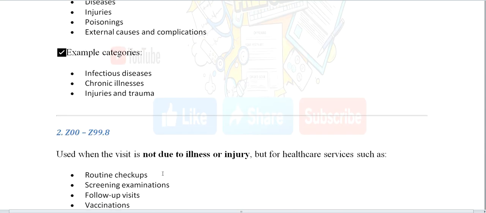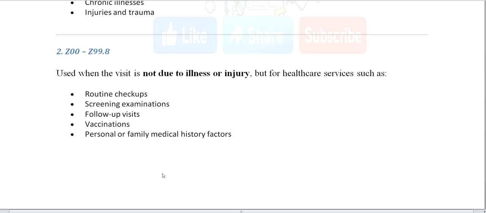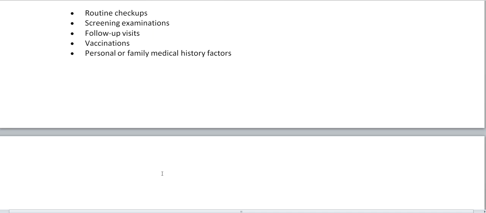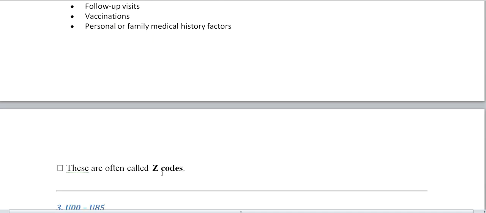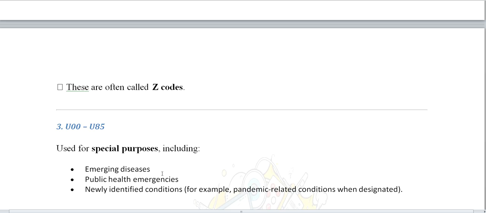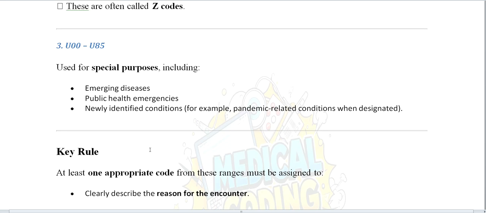So, Z series is not due to illness or injury, but healthcare services such as routine checkups, screening examination, follow-up visits, vaccination, personal or family medical history factors. These are often Z codes. U codes are for special purposes, including emerging disease, public health emergency, newly identified condition, for example, pandemic related condition. Recently, we see coronavirus. That also comes in this category.